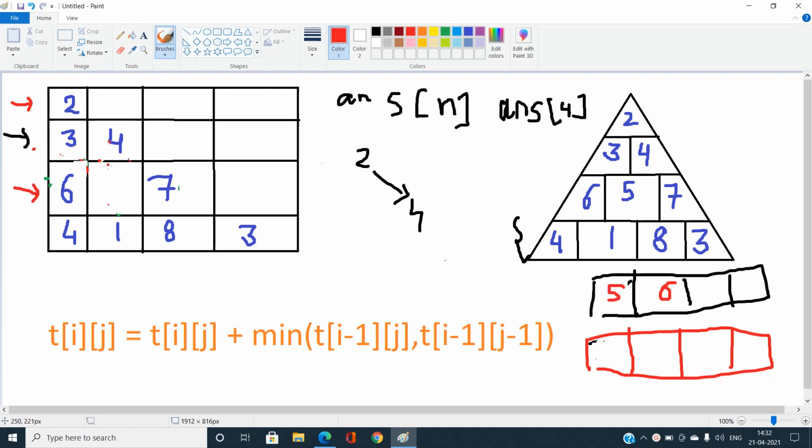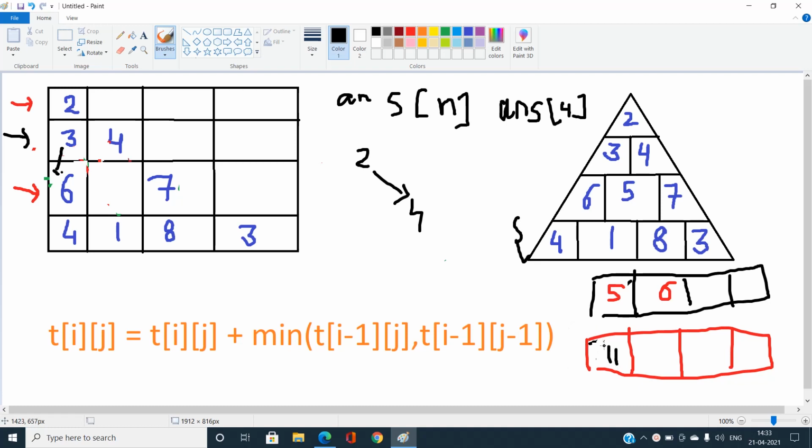If we are trying to answer for this row, let's try to answer for this cell with value 6. You can always come to this cell from this 3. What is the minimum cost for coming to this? It is 5, and 5 plus 6 is 11. So the minimum cost is 11.